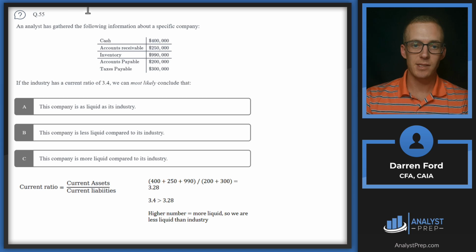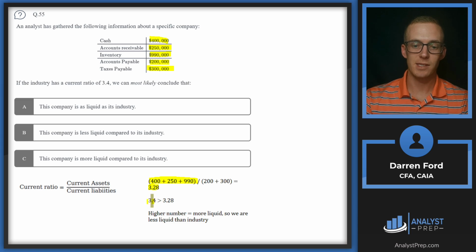So our current assets are going to be all three of these that are given. So cash is a current asset, accounts receivable is a current asset, and inventory is a current asset. So we'll be adding all those up for our numerator. And then accounts payable and taxes payable are both current liabilities. So that brings us to a current ratio of 3.28.